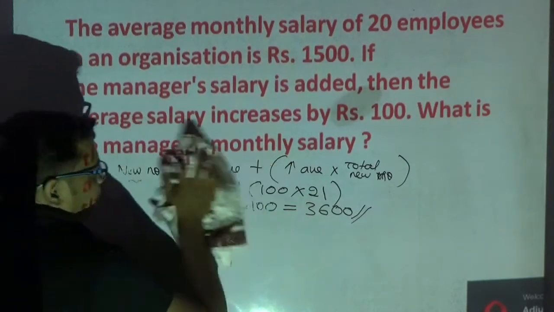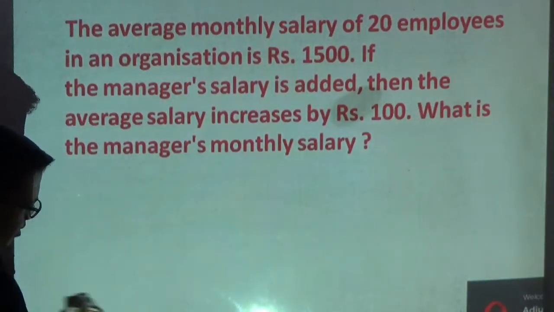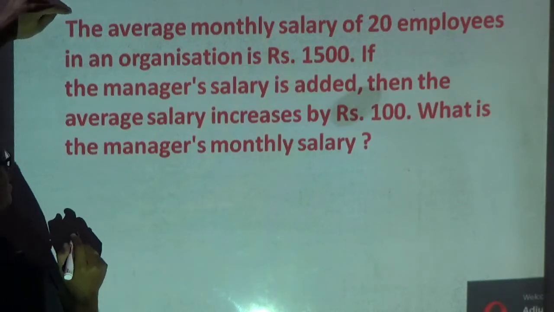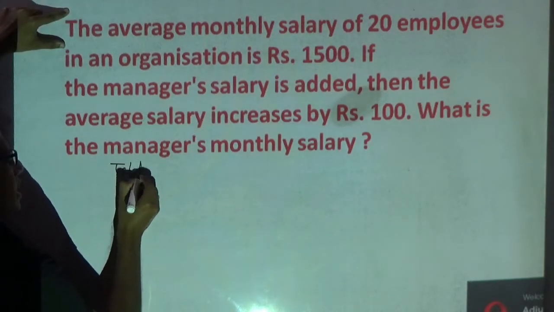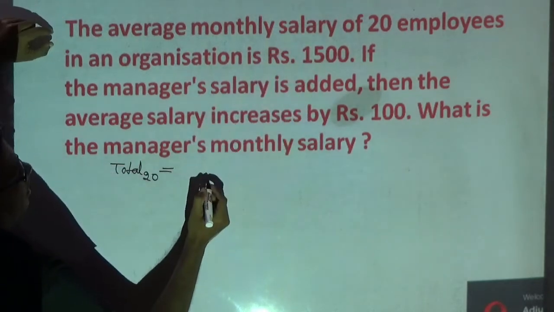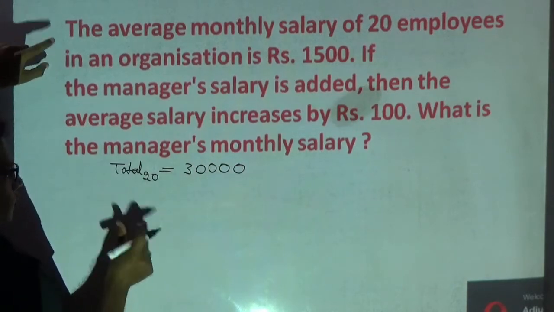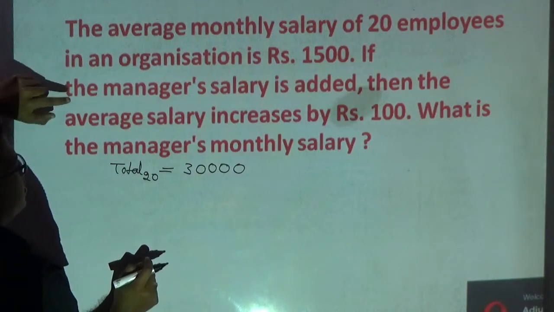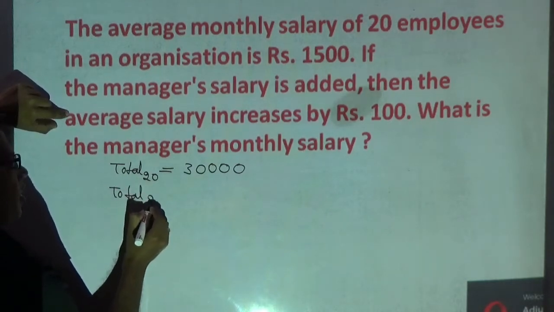Now please observe, the average monthly salary of 20 employees in an organization is 1,500. Therefore, the total salary of all the 20 employees is 1,500 into 20, that is nothing but 30,000. If the manager's salary is added, then the average salary increases by 100. So I can find the total salary of all the 21.